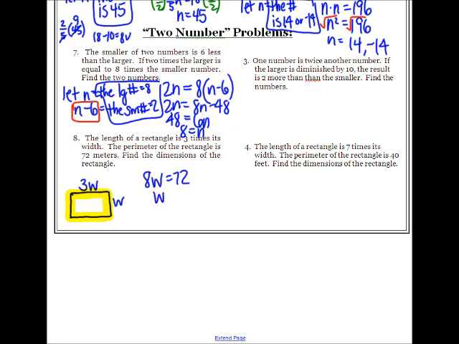Divide by 8, w equals 9. My width equals 9 units, whatever they are, meters. And my length is 3 times 9, which is 27 meters. Final answer. Okay? And if I add that up, I would get 72. I would like you to do 3 and 4. And we will check them tomorrow in class.